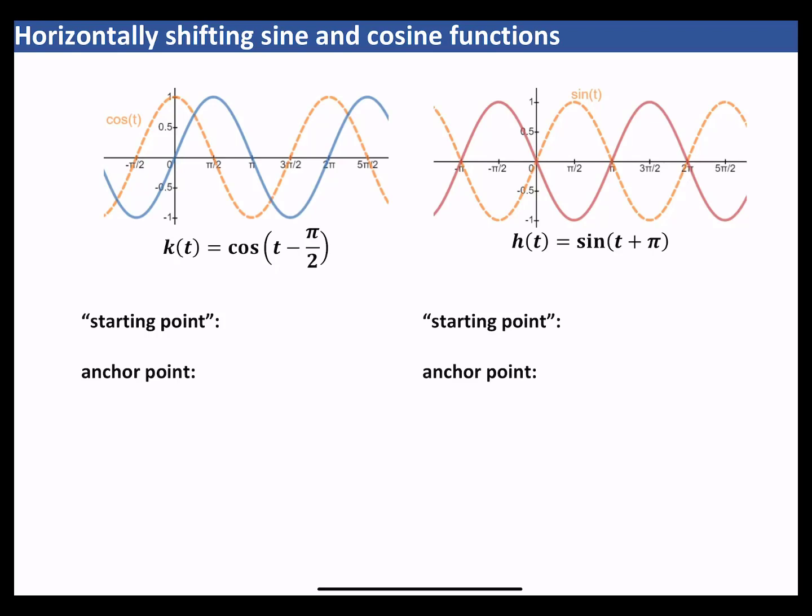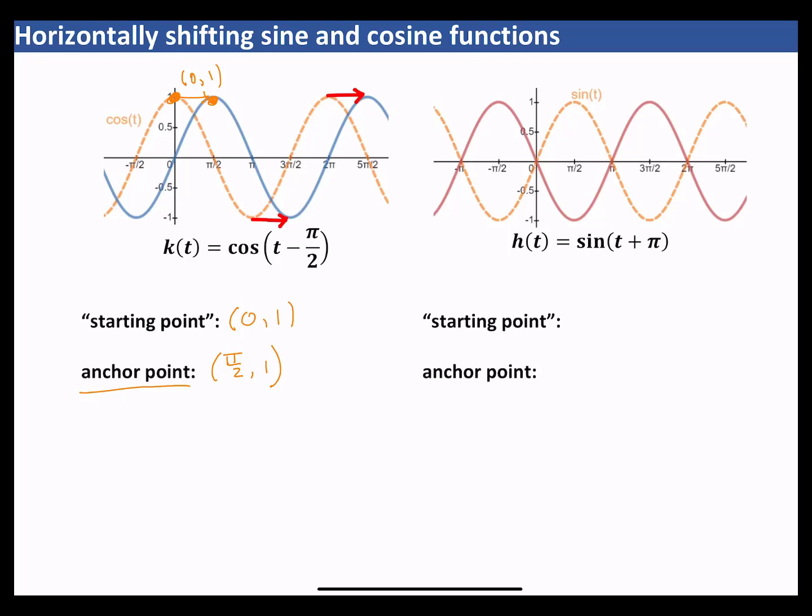On the left, we see the graph of k of t equals the cosine of the quantity t minus pi over 2, and observe that it is a horizontal shift right of pi over 2 units of the parent function cosine of t. In yellow, we see the graph of cosine of t and know that the starting point is (0, 1). The starting point (0, 1) has shifted right and is now at (pi over 2, 1), as a result of the horizontal shift. We call this new transformed point the anchor point. So the anchor point for the transformed function k of t is (pi over 2, 1).